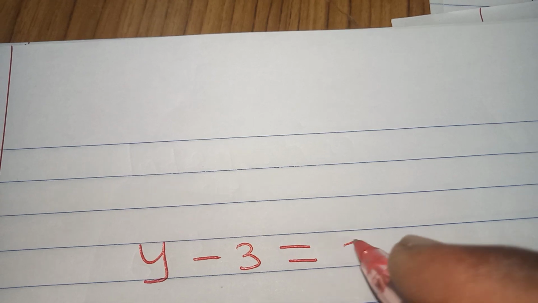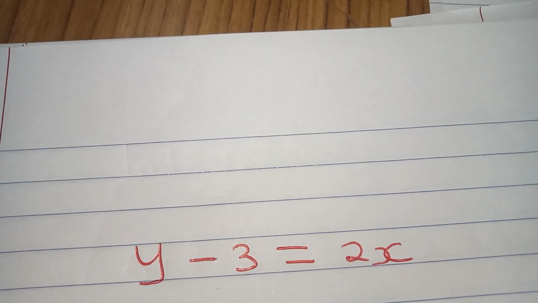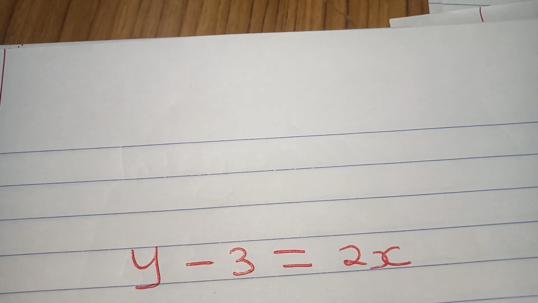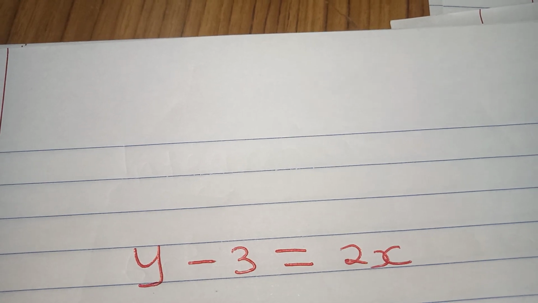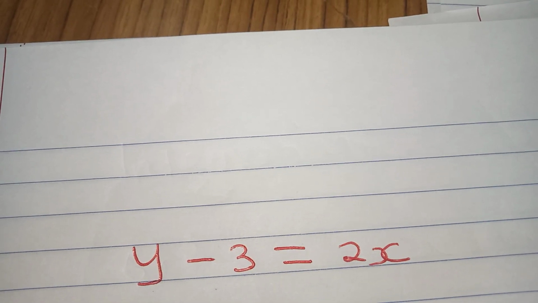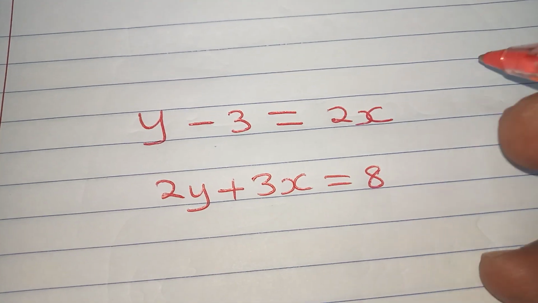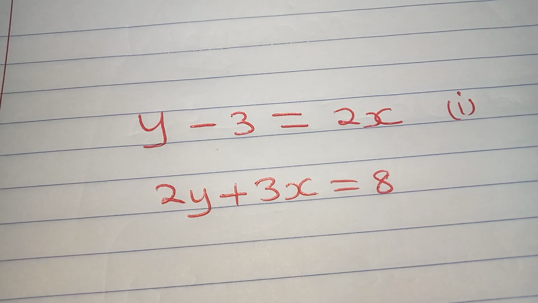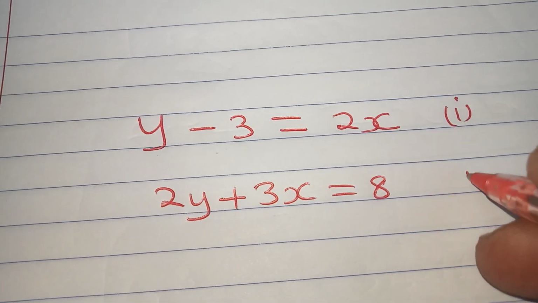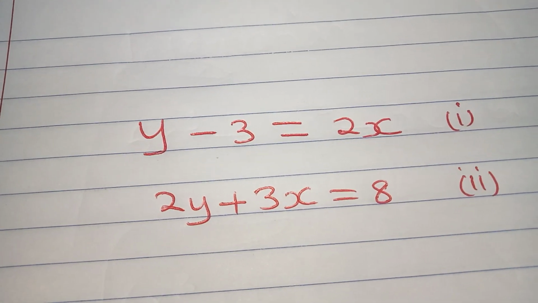You're told y minus 3 is equal to 2x, and you're given a different line where you're told that 2y plus 3x is equivalent to 8. So this is our first linear equation, and this is our second linear equation.